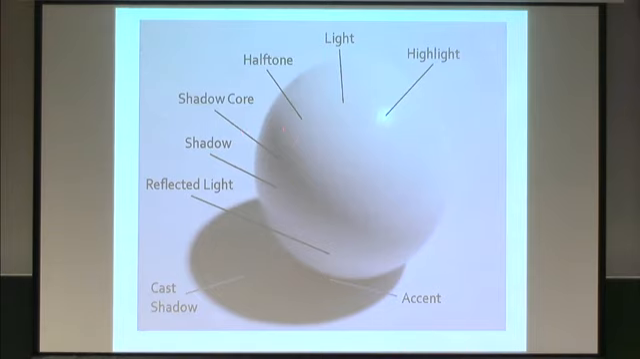There's a lot going on within these half tones. Within the shadow mass, we have what we call the shadow core, and this is the darkest point within the shadow mass. And there's also the reflected light, and this is light bouncing off from around the object back into the object, and that helps create the curvature, if you want. There's the cast shadow, and there's also the accent, and the accent is usually the darkest point. This is the point of contact between the object and whatever it's laying on.